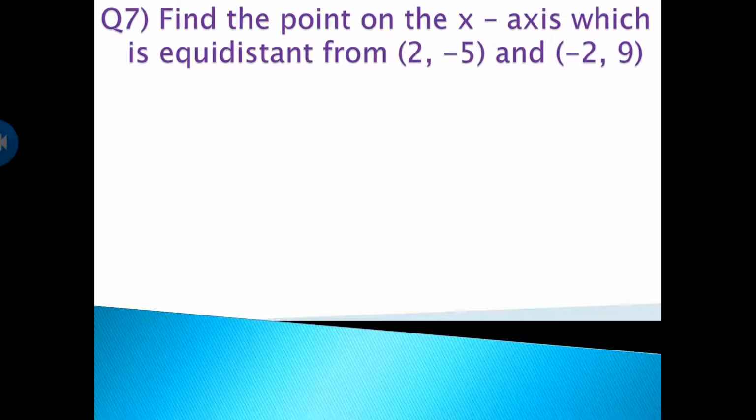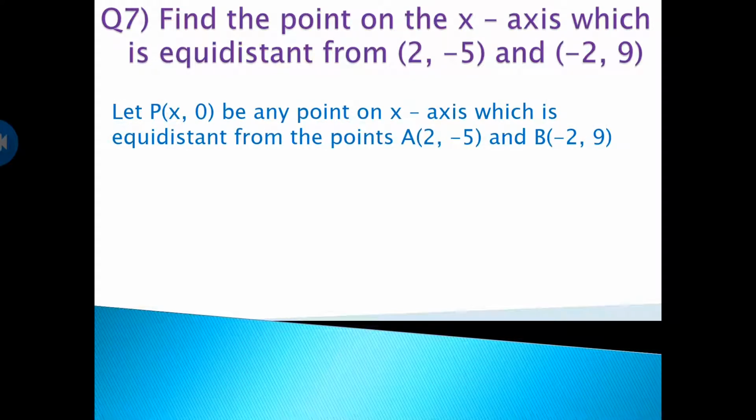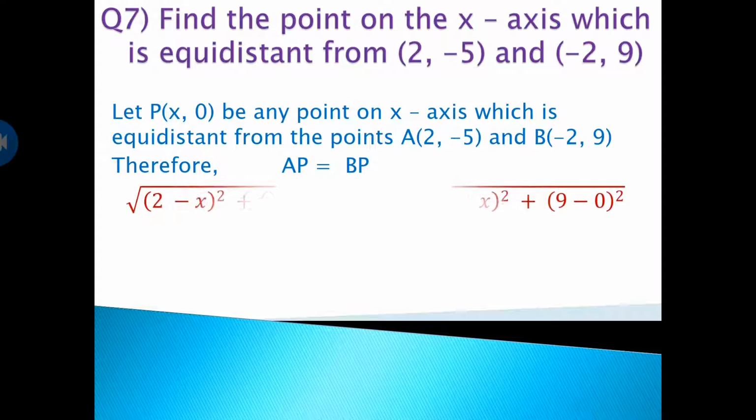The first question is, find the point on the x-axis which is equidistant from (2, minus 5) and (minus 2, 9). That means we have to take a point on the x-axis such that its distance from the given points are equal. That is the meaning of equidistant. So we take P(x, 0) as any point on the x-axis which is equidistant from the given points A(2, minus 5) and B(minus 2, 9). So as the distances of the point P from A and B are equal, can we write AP equal to BP? Yes. Now we find out these distances by using the distance formula.